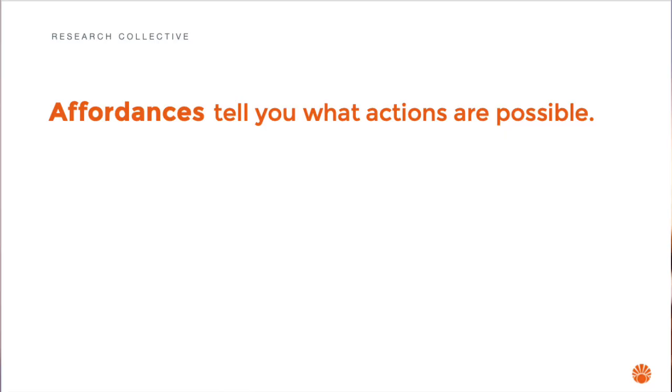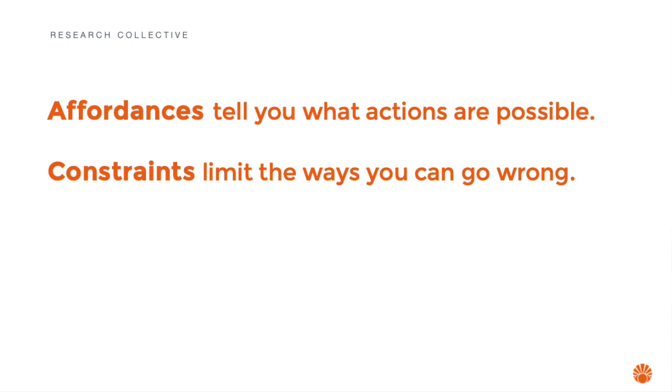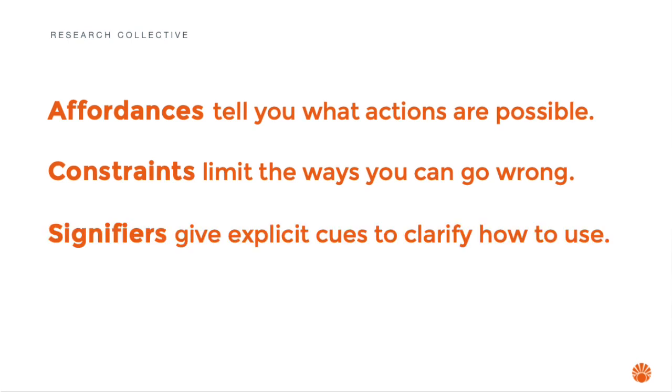So to recap, in design, affordances tell you what actions are possible, constraints limit the ways that you can go wrong, and signifiers give you clear indications of how to use the object. The application of affordances, constraints, and signifiers in device design ideally leads to the ability of users to understand how to use a device just by looking at it.